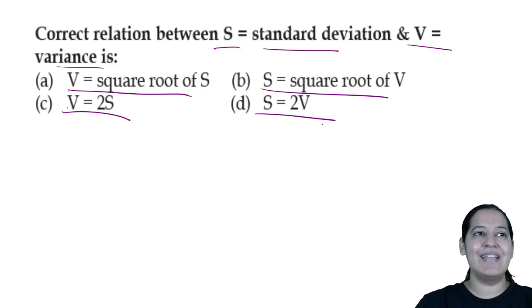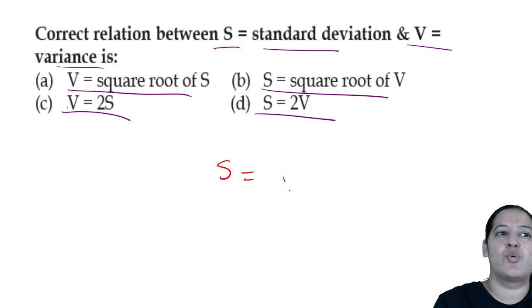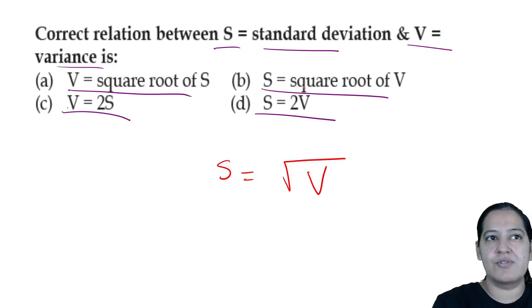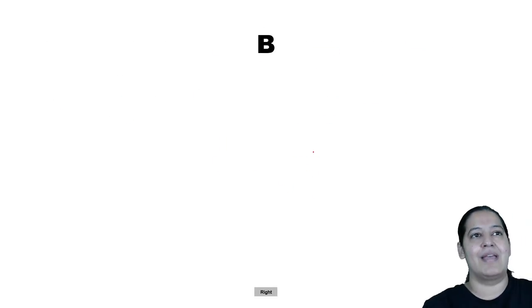Yes, you people are right. As I have told you, Milind, you are right. Standard deviation is the square root of variance. So the square root is written here. So B is the correct answer. Yes, you all are right. So the correct answer here is B. I guess you are right.